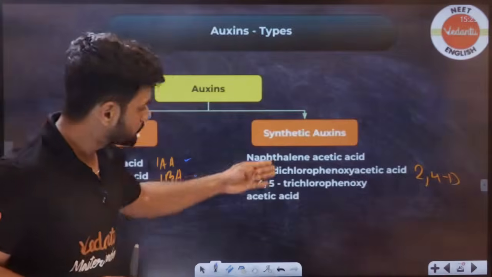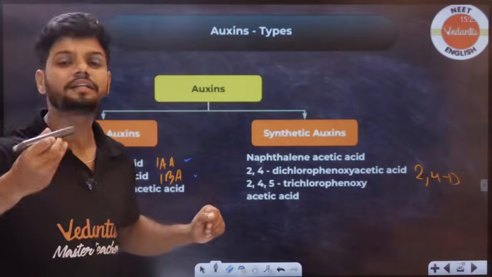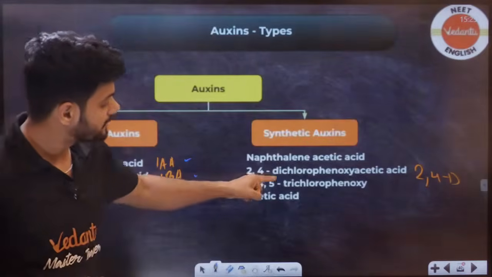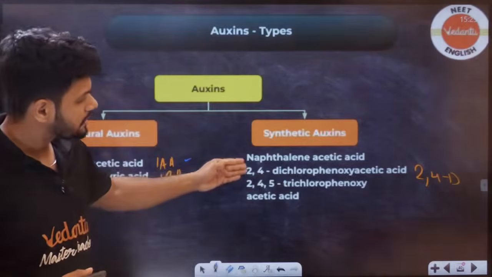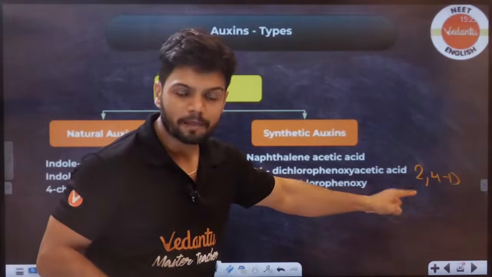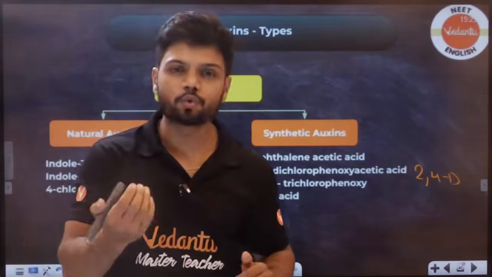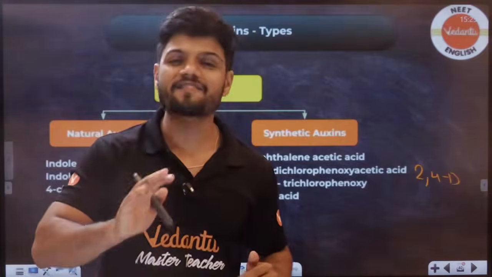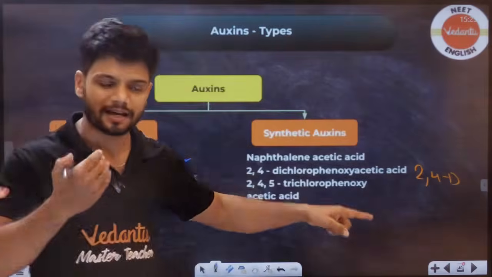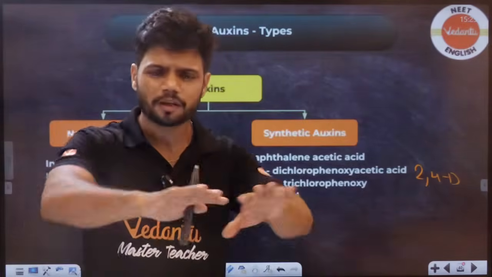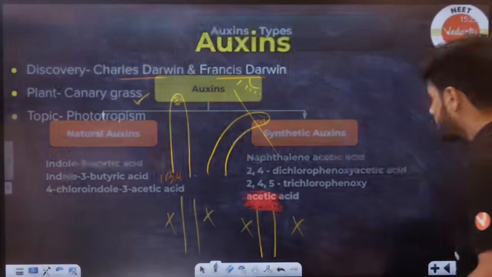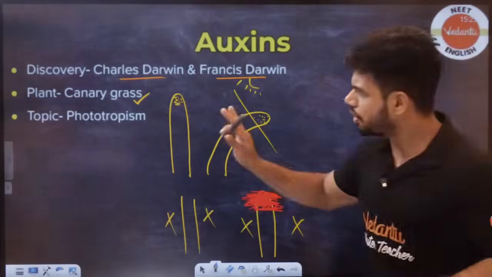Then there are also artificial or synthetic auxins. They are prepared in the lab. There is 2,4-D, 2,4,5-T, right? All of these are synthetic auxins. Now here students, this 2,4-D is also used as an insecticide and a weedicide, mainly as a weedicide. It will help us to kill a lot of different types of dicots. That is 2,4-D.